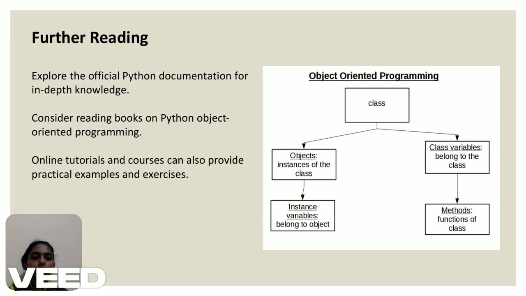Object-oriented programming. Class: blueprint of the object. Instance variables belong to the object. Class variables belong to the class. Methods are functions of the class.